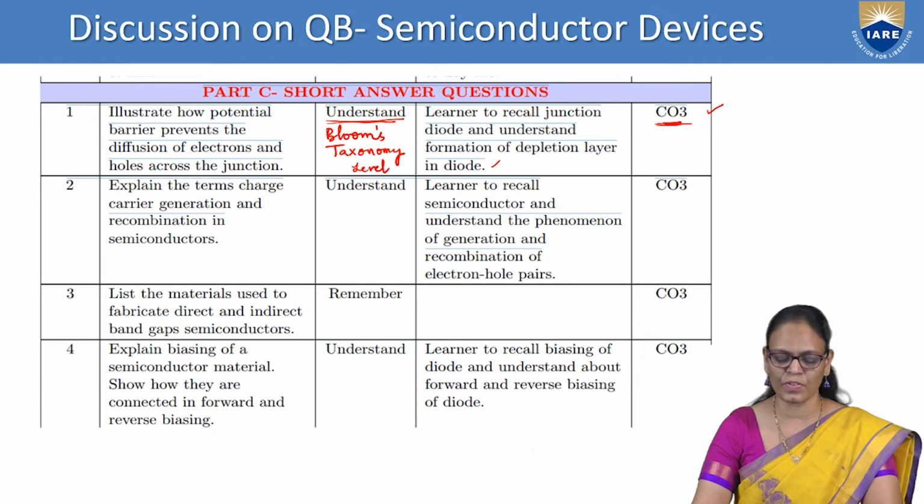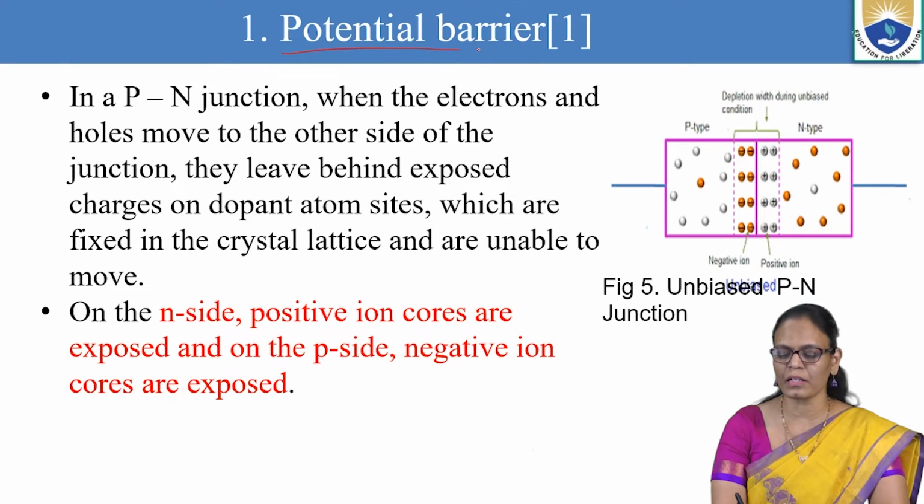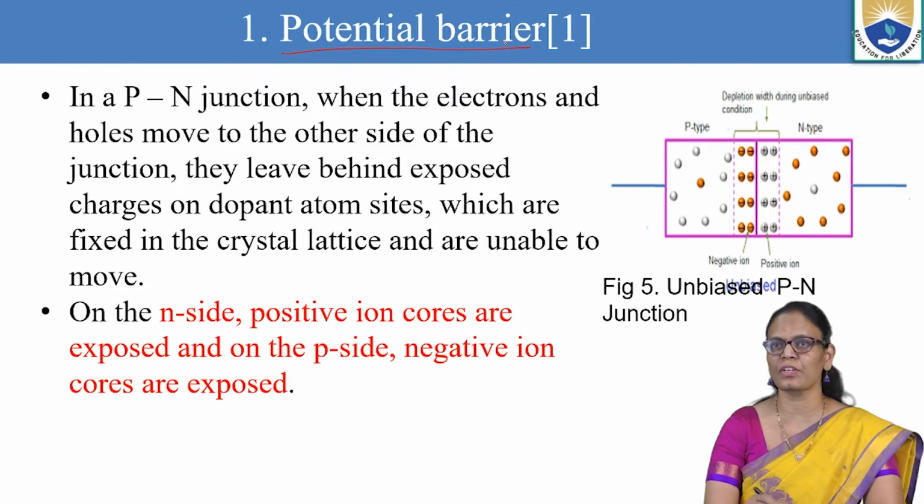So let us see the first question. We have to talk about the potential barrier in a PN junction. So the first thing you have to do is draw the PN junction and show the potential barrier. In a PN junction, on one side we have P type and on the other side we have the N type. So first draw the diagram showing P type and N type.